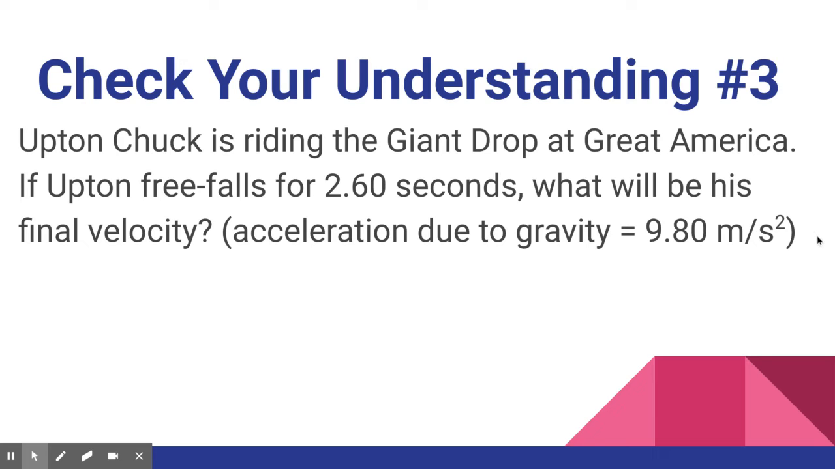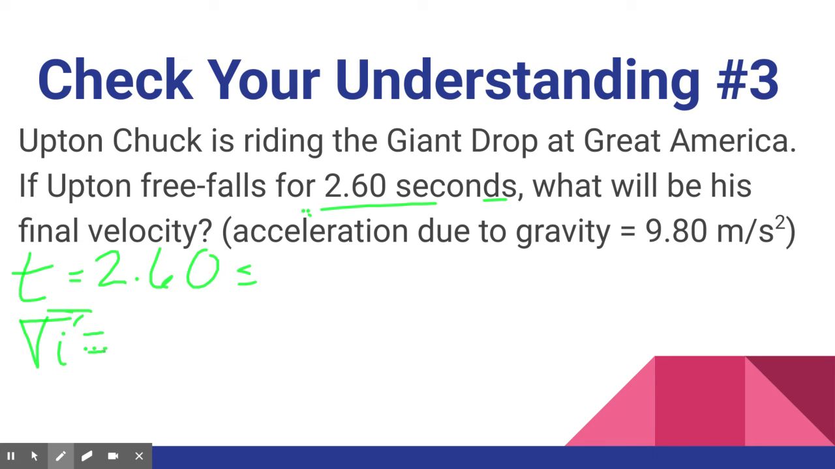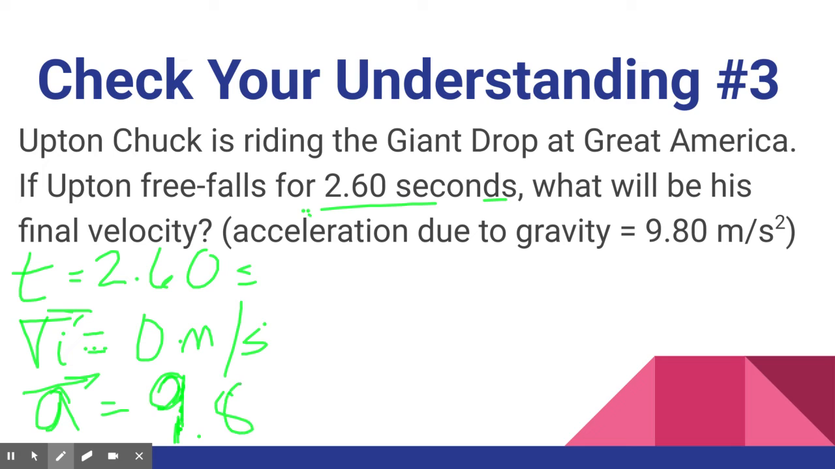Okay, to lay out our variables here. We were given time. This dude has fallen for 2.60 seconds. We know that he's starting from rest because of this drop ride, so initial velocity is 0 meters per second. Then we're given acceleration, which in this case is 9.8 meters per second squared. And we're tasked to find final velocity.